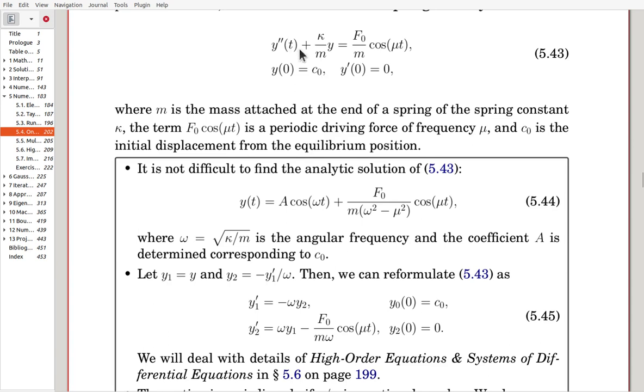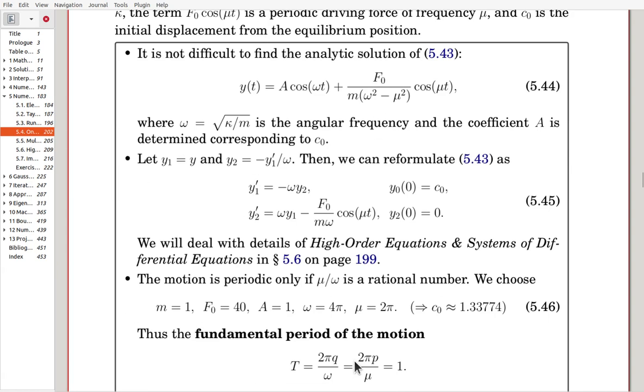Then this equation can be written in this form. This is a system of first order differential equations, so that now, along with the factorized formula, the algorithms can be used to solve the problem. We'll deal with the details in Section 5.6.